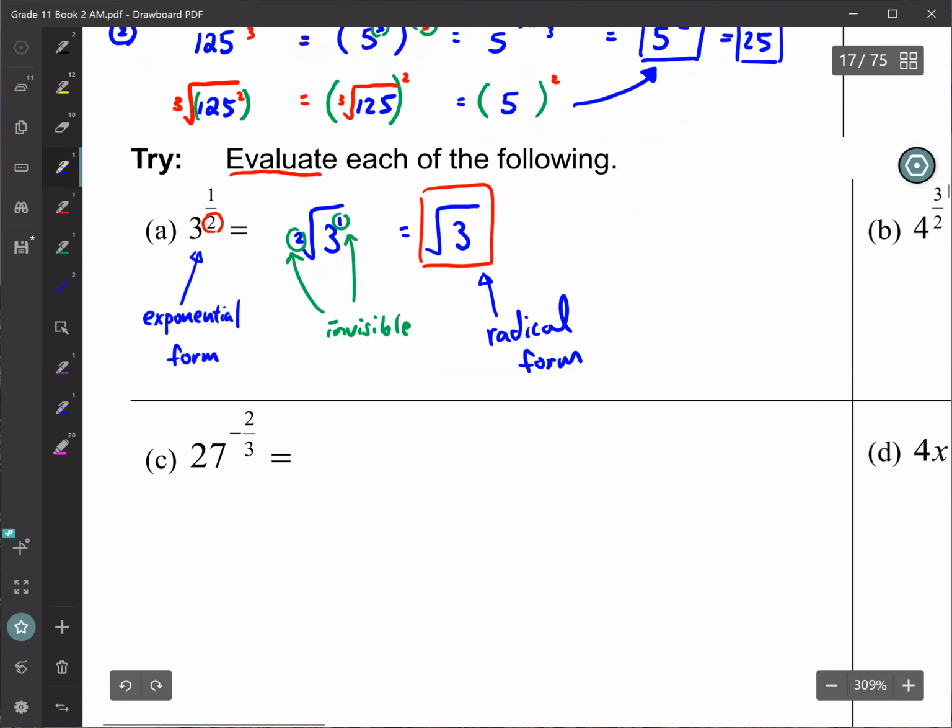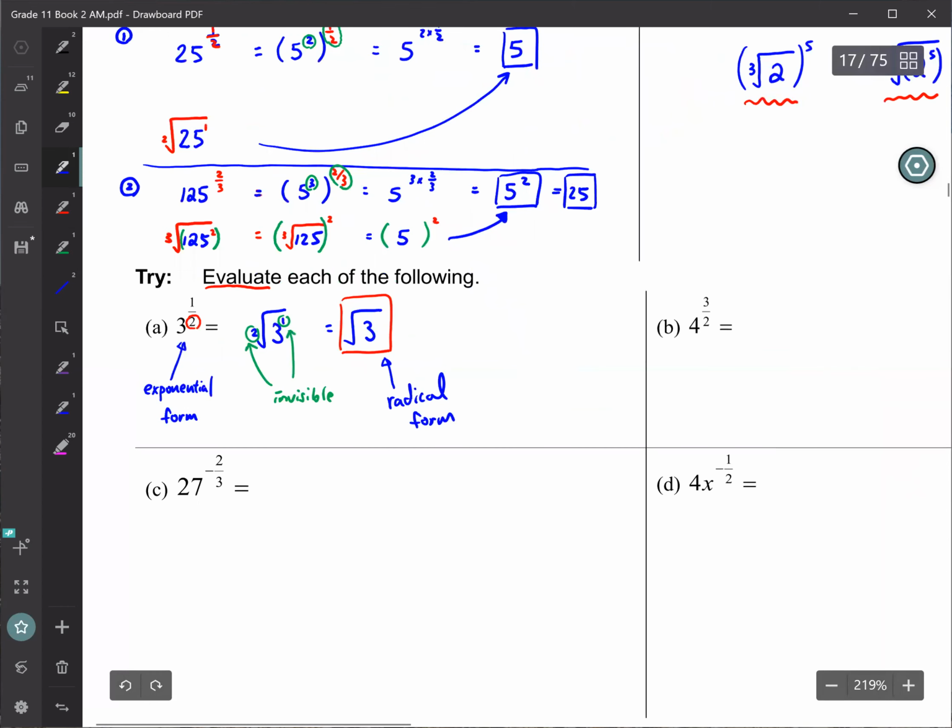Okay, question B. How do I turn this into radical form? Aaron, can you try this one? You do the cube root. Cube root? Wait, no. The square root of 4 to the power of 3. You can put the 3 outside. Yeah, okay. Let me write that down. Square root of 4 and then cube on the outside, like that.